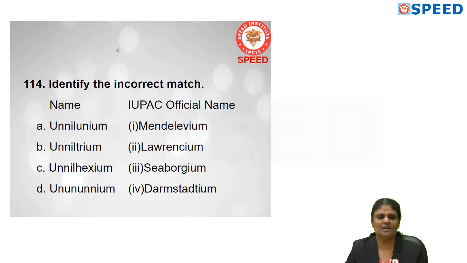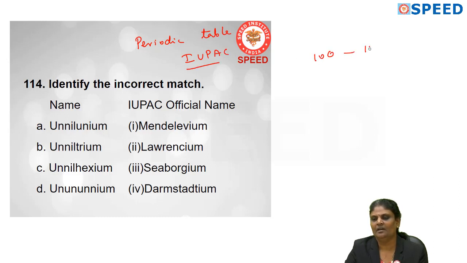And then 114. So this is also from periodic table. First one periodic table. So IUPAC name. So mostly the 100 or more than 100, 100 to 118 elements are named according to this IUPAC name. So here name, IUPAC official name is given here, Unnilunium, that is Mendelevium, and Unniltrium, that is 1-nilunium means 1, 0, again 1.